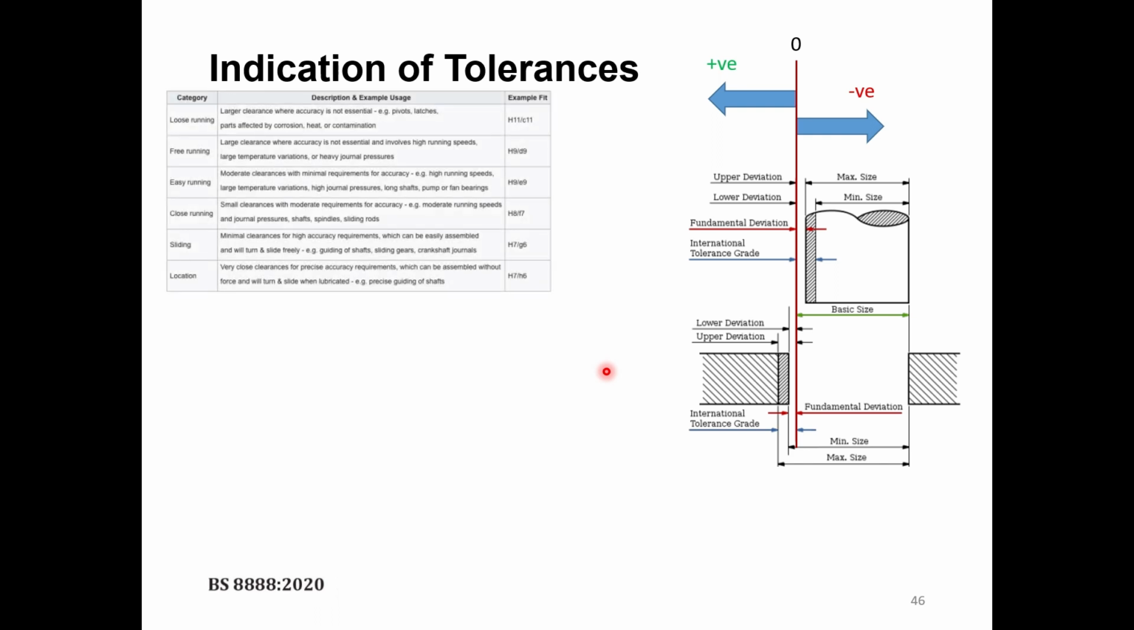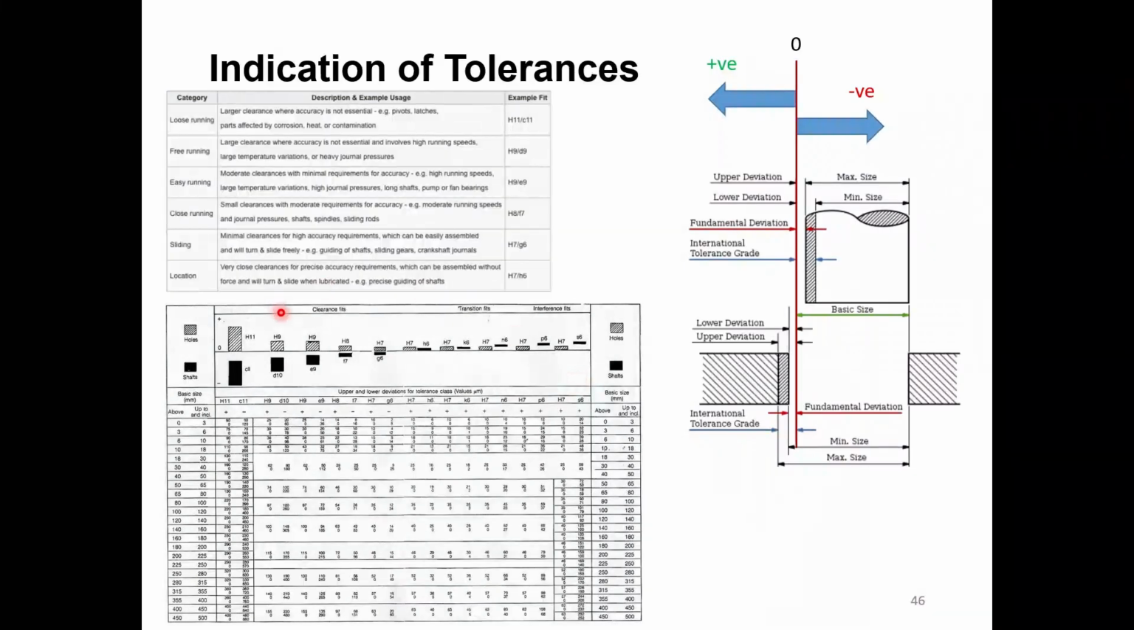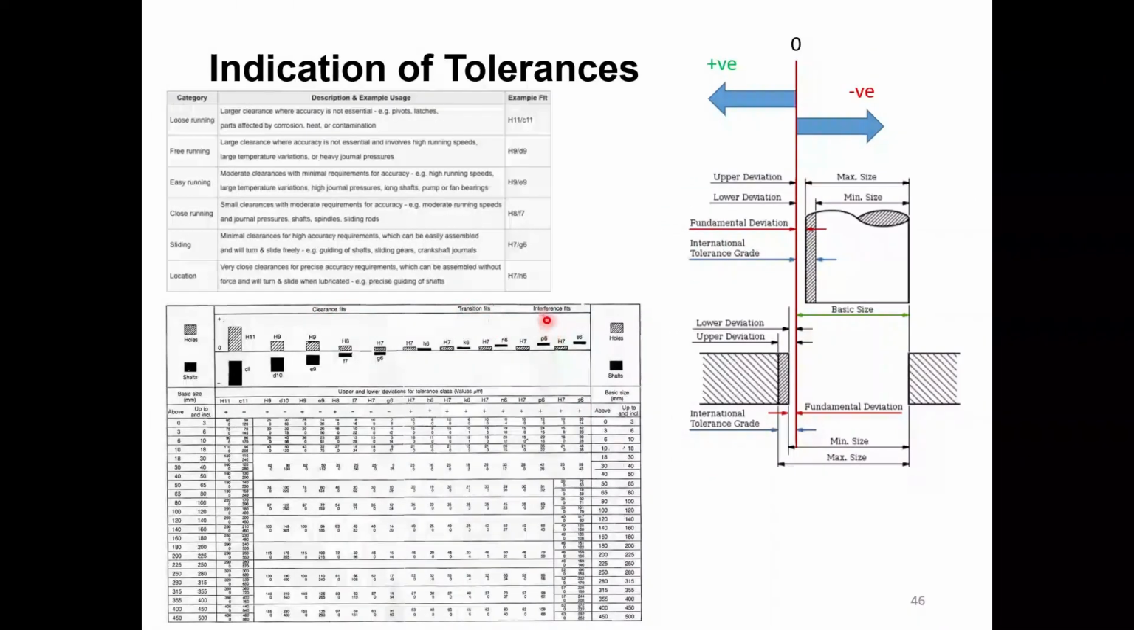In this case, we have three types of what's called fitting. If we were to fit this shaft to this hole, there should be some sort of fitting between them. Are they going to be loose when we assemble them together? Are they going to be difficult to assemble? Based on this assembling idea, we have three types of fittings: clearance fit, transition fit, and interference fit.